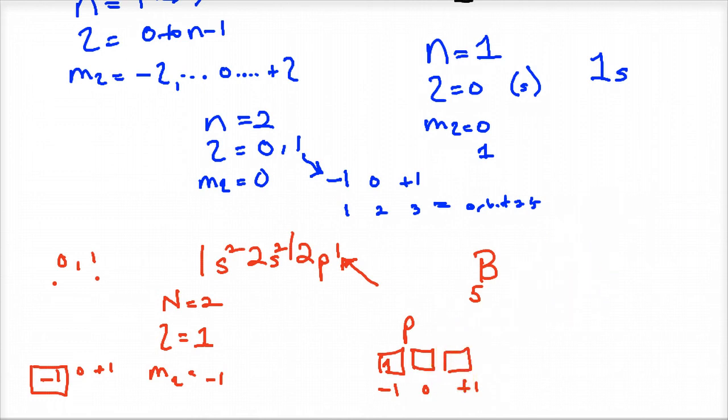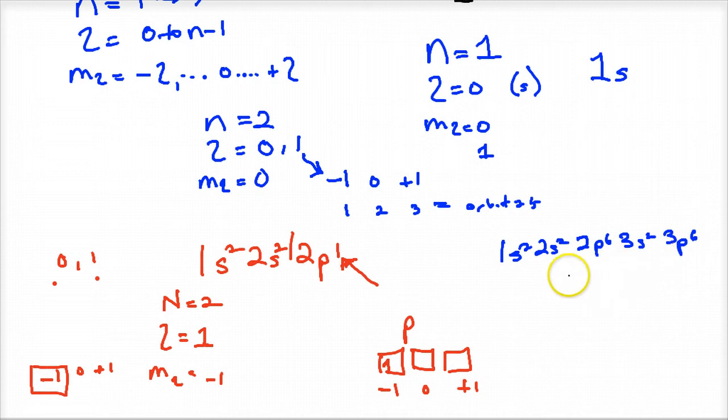Let's look at something else. Let's look at scandium for a second. Let's get rid of some stuff and do scandium. Okay, scandium is 1s2, 2s2, 2p6, 3s2, 3p6, and it's 4s2, running out of space, and then 3d1.